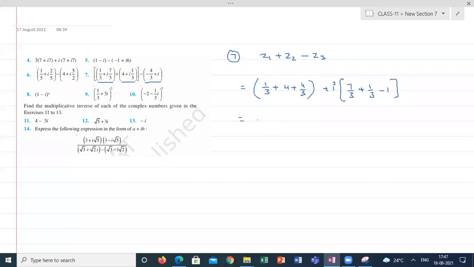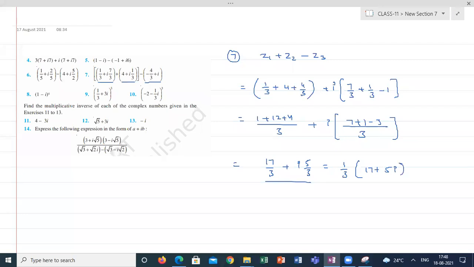So what is the LCM of the first one? 3. 17 by 3. 12 plus 4 by 3, plus i into 7 plus 1 minus 3. So what is the answer? 17 by 3 plus i into 1. 7 minus 3, 4. 5 by 3, yeah? 5 by 3, sir. So this is 1 by 3 of 17 plus 5i. Any method, you can leave it like this or you can write like this also. It's your wish.